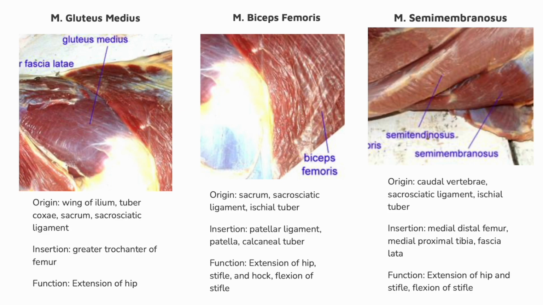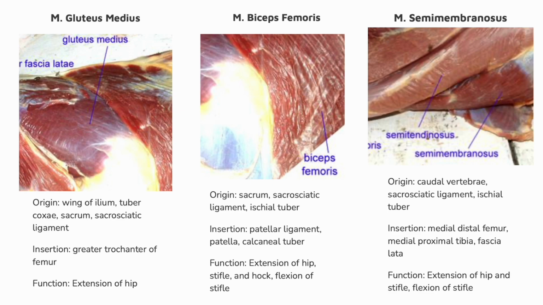The biceps femoris muscle is one of the hamstring muscles, and it is the most lateral of the caudal muscles of the thigh. Its origin is the sacrum, sacrosciatic ligament, and the ischial tuber. The insertion is the patellar ligament, patella, and the calcaneal tuber, and its function is to extend the hip, the stifle, and hock, and to flex the stifle.